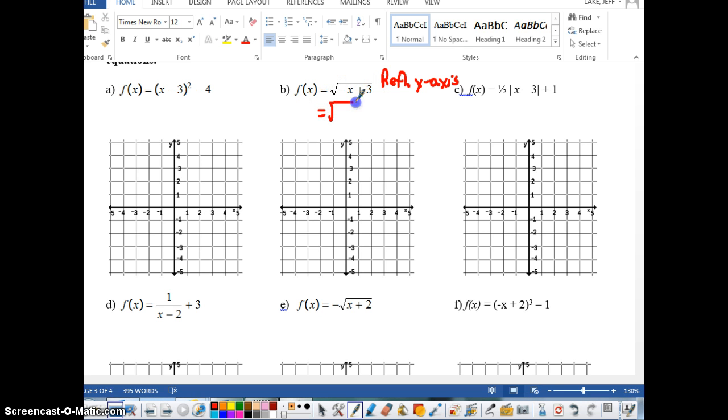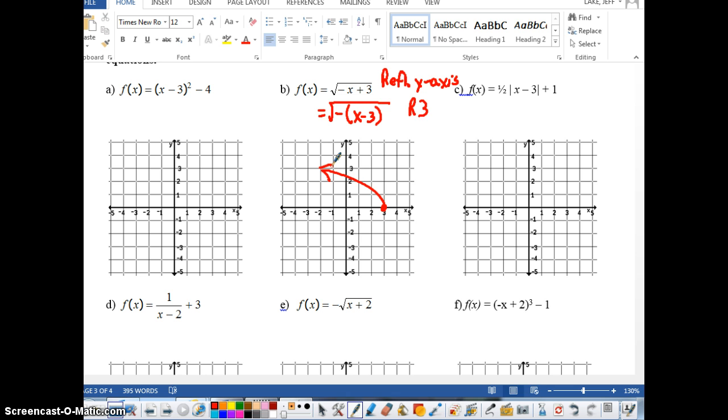So when I do this, I really want to rewrite this as a negative and an x minus 3 underneath. So there, it's still a reflection over the y-axis, but this time when you look at that, that's going to be a right 3. So when I go right 3, and then I draw my sketch in for my square root, that's what my answer is going to look like.